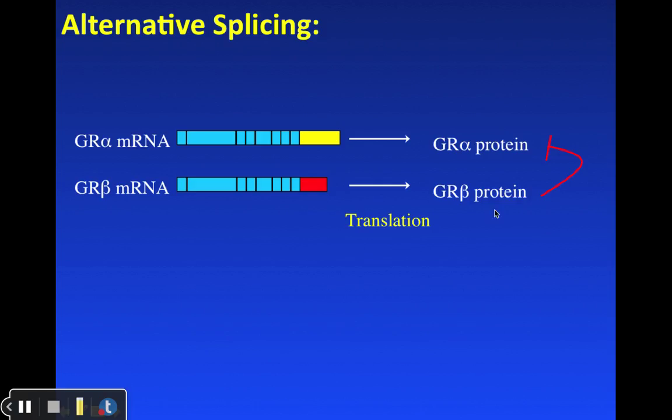And actually in this case, it turns out that the beta receptor can actually inhibit the function of the alpha receptor. But again, the main point here is, here's just a simple case where we took just a single gene, produced a single pre-mRNA, but that gave us two different proteins. Turns out there are other genes that can produce multiple, even a dozen or so different proteins.